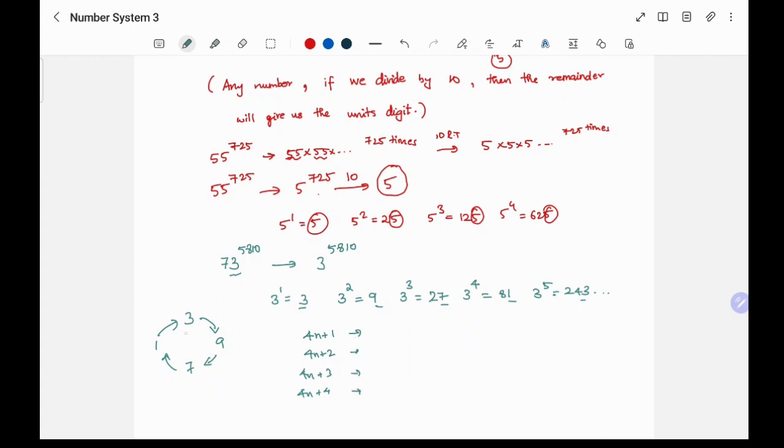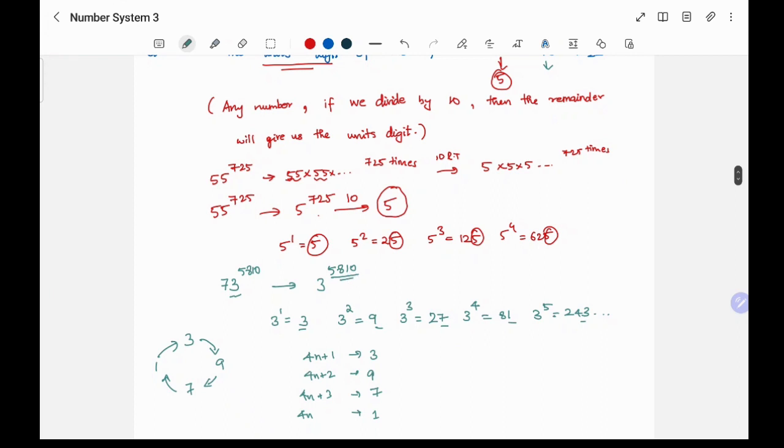For example, 3 power 1 is of the form 4n plus 1, right? N equal to 0, we'll get 1. So for this, the unit digit is 3. And for 4n plus 2 we have 9, 4n plus 3 we have 7, and 4n plus 4 is nothing but 4n itself. So for that we have 1. Okay. Now what we want to find is 58 power 10.